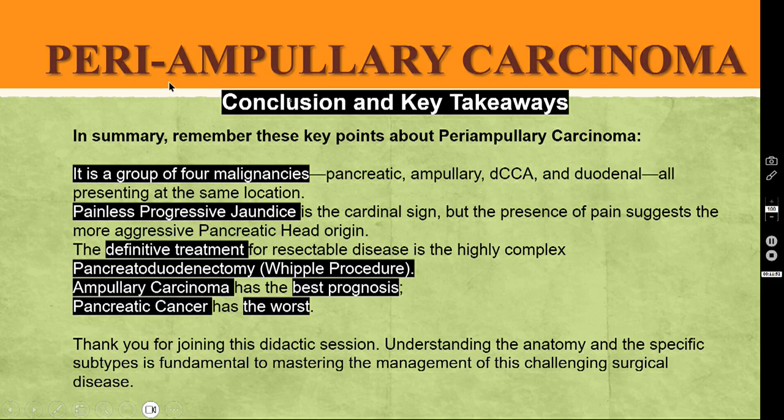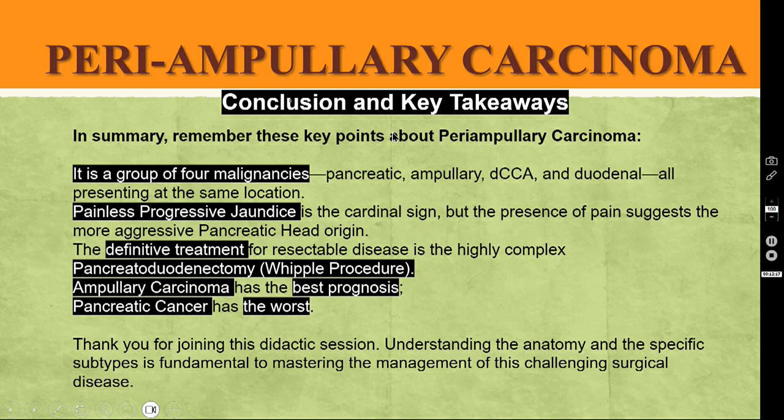Painless progressive jaundice is wrong; it is painless intermittent. Why is it intermittent? The ampullary carcinoma will outgrow the blood supply and it will get necrosis. So what will happen? Suddenly the jaundice will disappear and then again it will recur. So it is painless and intermittent jaundice, not progressive.